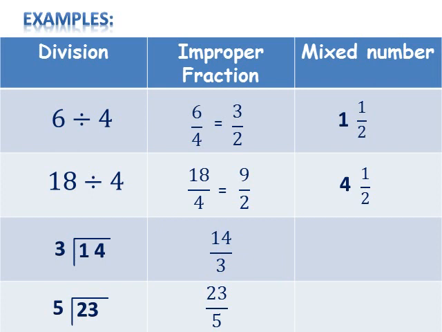14/3 into a mixed number. This is our lesson last week, okay? So this is just a review. Alright, so that's 4 and 2/3. And 23/5 is 4 and 3/5. Alright, so these are some examples.